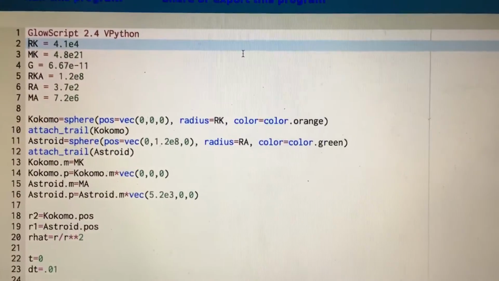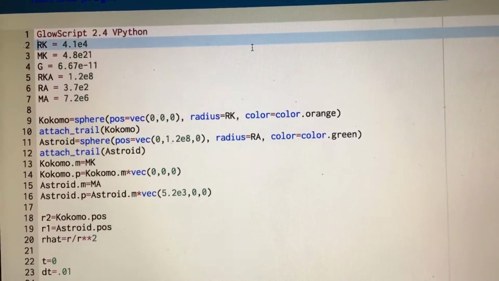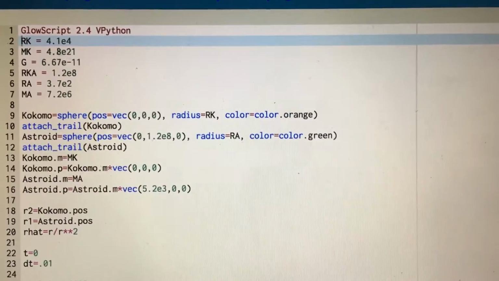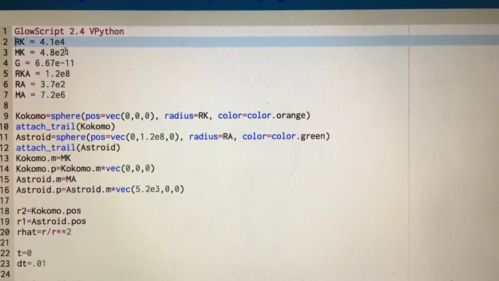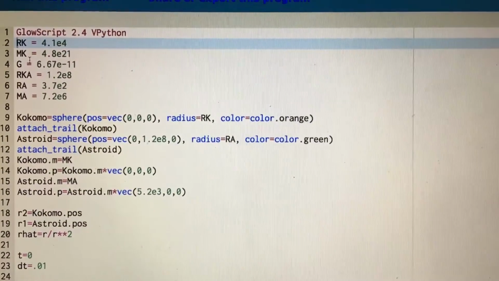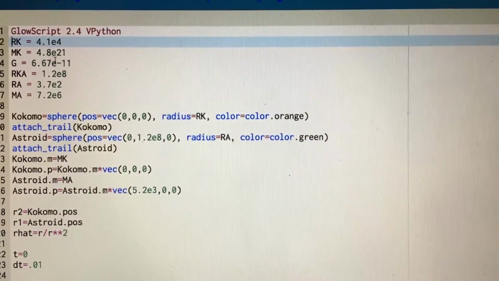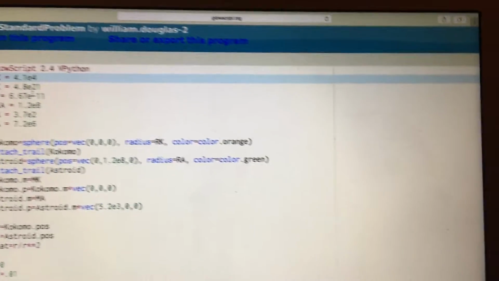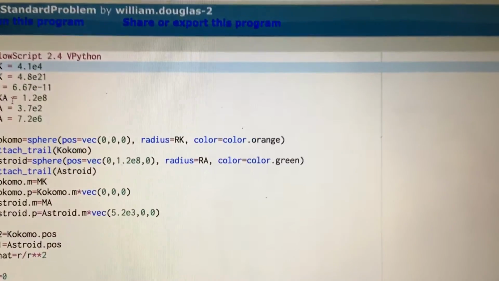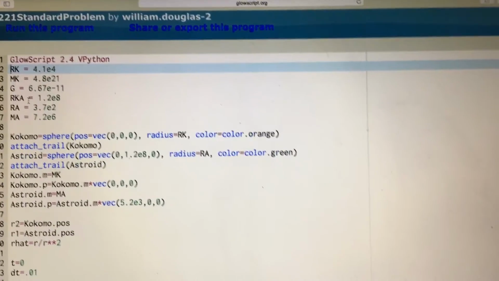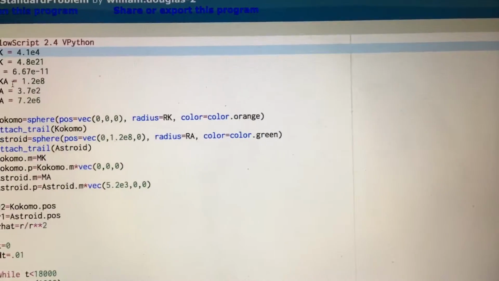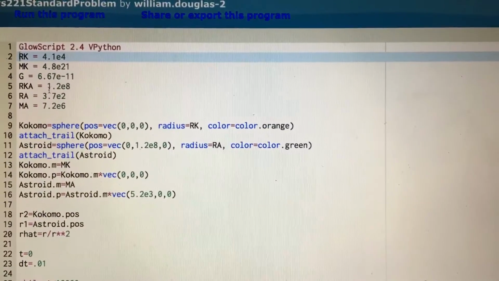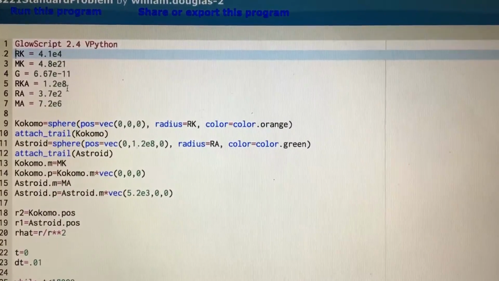So here we have a planet called Kokomo, and it has a radius of 4.1 times 10 to the fourth power meters, and we have a mass of 4.8 times 10 to the 21st kilograms. We have our constant G listed. We have our r vector from the center of Kokomo to the center of the asteroid, and that is 1.2 times 10 to the 8th meters.